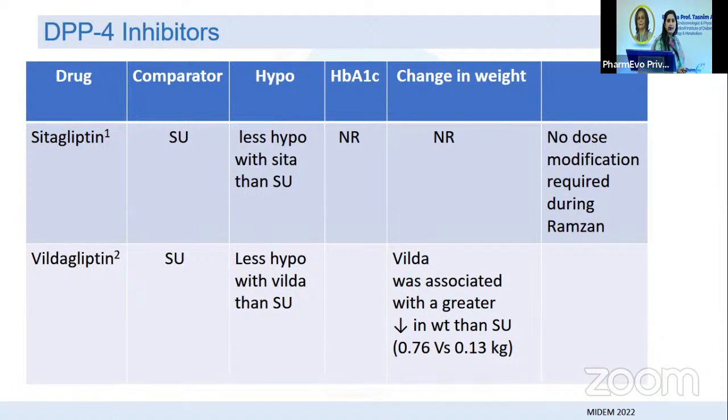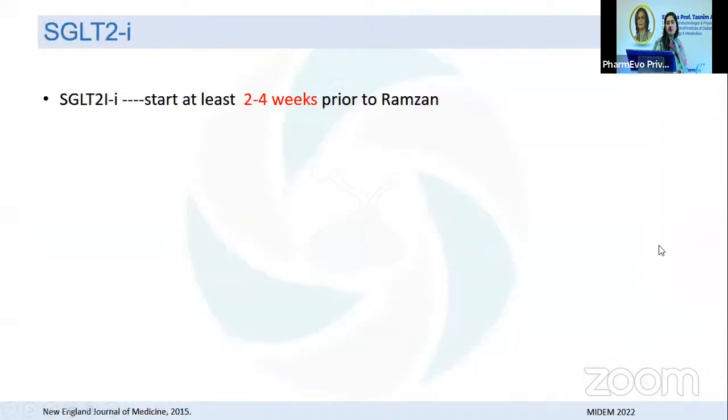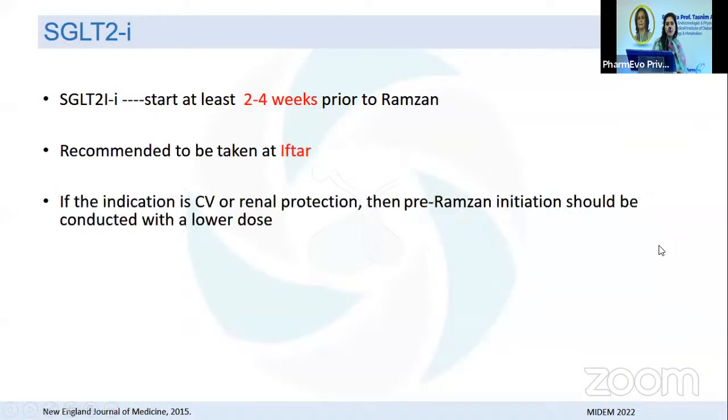Now I'll be discussing SGLT2 inhibitors. SGLT2 inhibitors inhibit the absorption of glucose via the proximal convoluted tubule, and they should also be started at least 2 to 4 weeks before, not just close to Ramzan, because it can lead to fluid imbalance and disturbance of fluid homeostasis. So it is important to adjust them at least 2 to 4 weeks ahead. Once daily dosing is usually done, and they should be taken at iftar time.